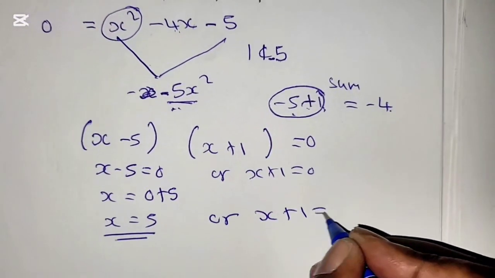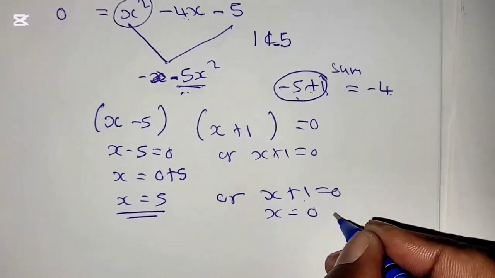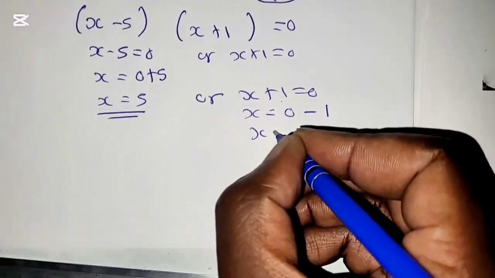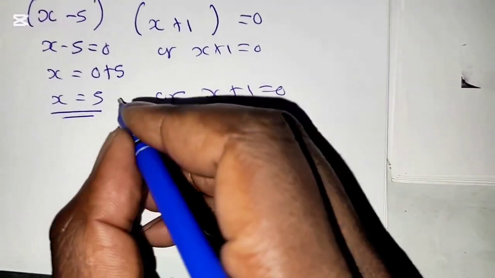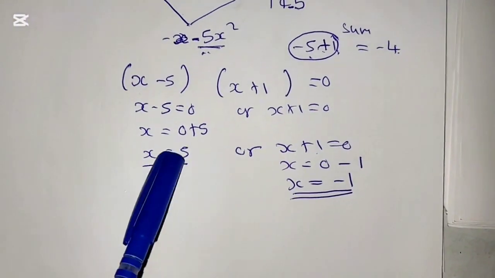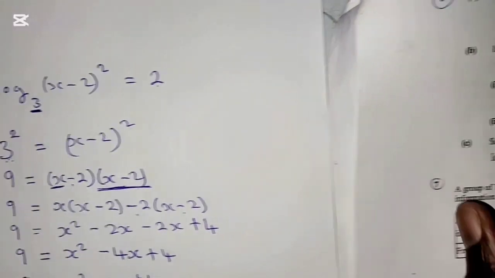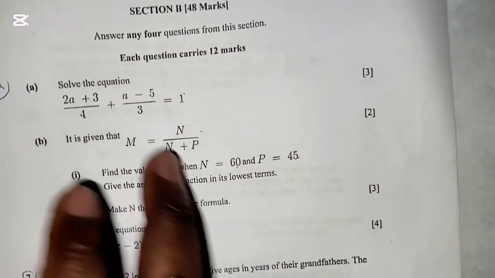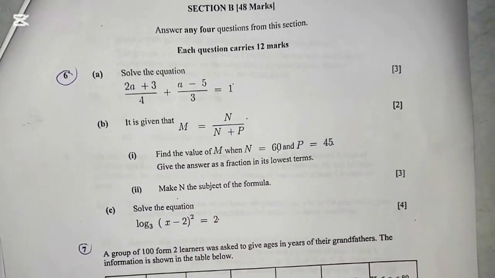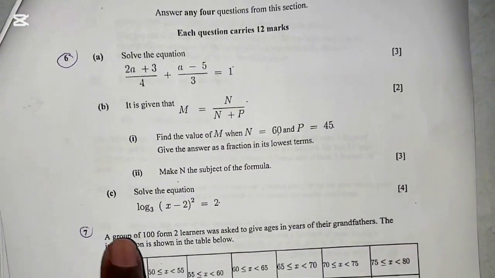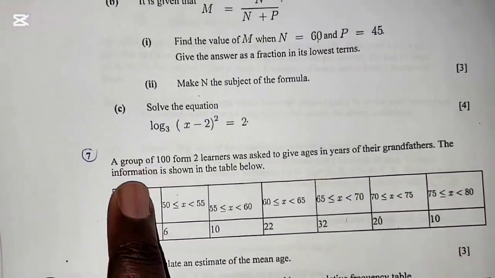So x plus 1 is equal to 0. So x is equal to 0, positive 1 to this side is now negative 1. So x will be negative what? Negative 1. So these are the two values of x from our equation right here. So that's the first question. It carries what? It carries 12 marks. Okay. So the next question you're going to answer is question number 7.